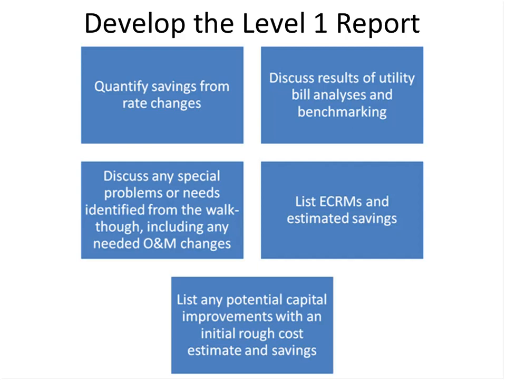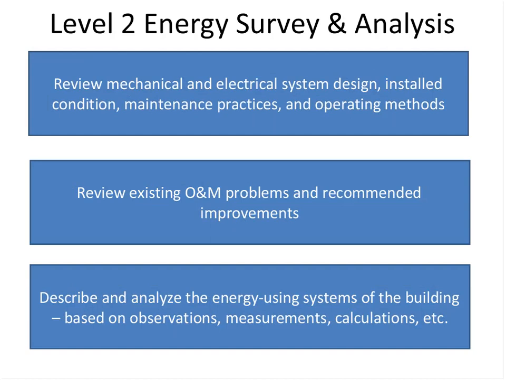And then any potential capital improvement that you saw on the way through. Maybe an RTU needs to be replaced or something like that. It's a higher priced item than just going through and checking thermostats and changing lighting out. So document these things, and present them in an effective manner so you can sell this to the owner of the building.